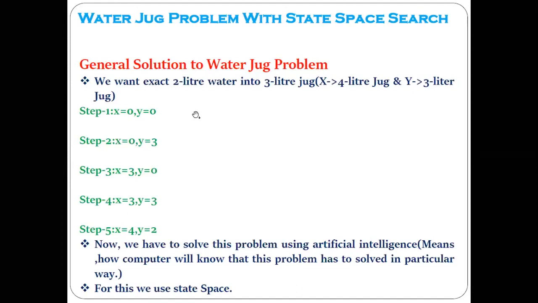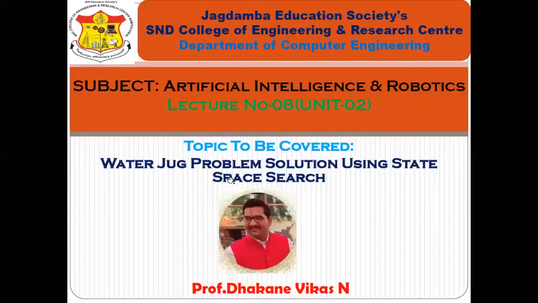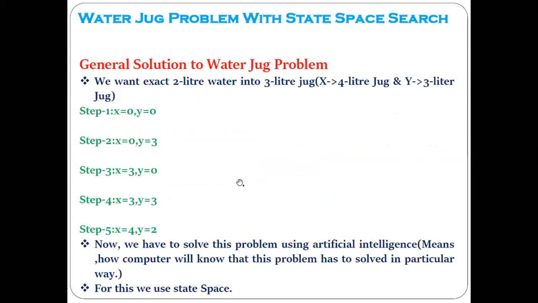Okay, in step one, you can see we have both the jugs empty. In the second step, we have filled the second jug completely. In the third step, we have poured the water from the second jug into the first jug. In the fourth step, again, we have filled the second jug completely. And in the last step, we have poured the water from the second jug into the first jug until the first jug is filled completely.